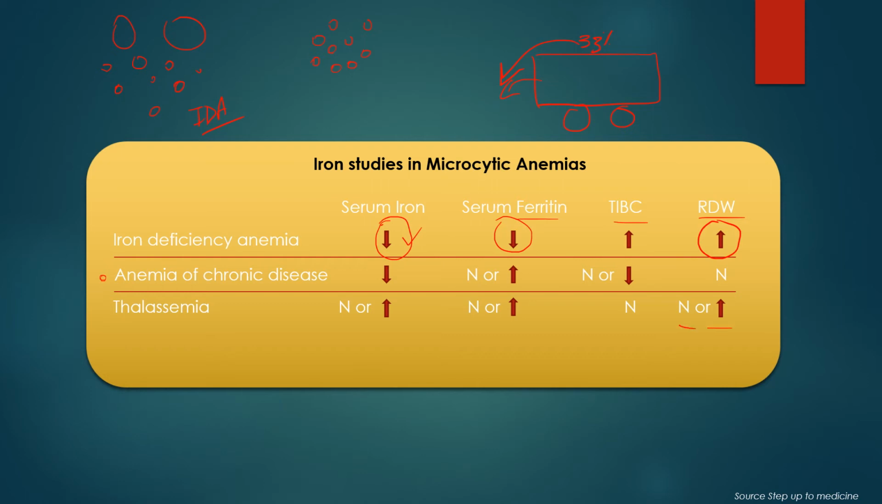In anemia of chronic disease, serum iron is going to be low because you're using the iron, but the stores are going to be okay because you're not actually iron deficient. Total iron binding capacity goes down, and the RDW is normal.